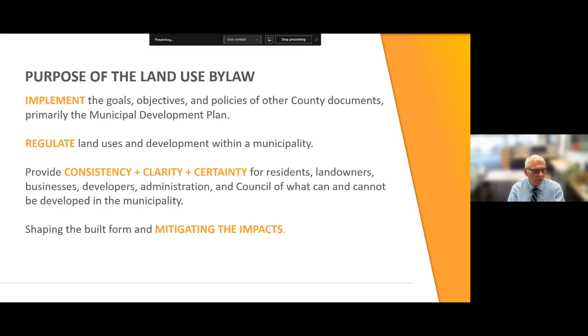And as I mentioned, it's really important that the land use bylaw helps to mitigate. A good land use bylaw should mitigate the impacts of conflicting land uses.